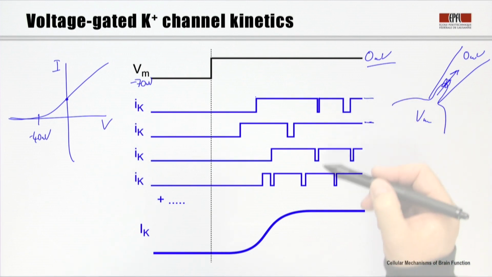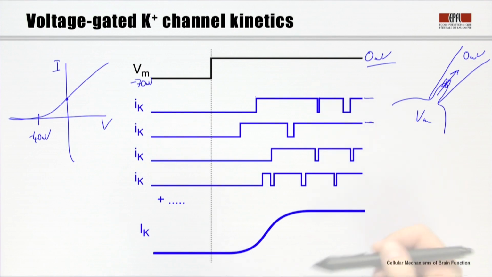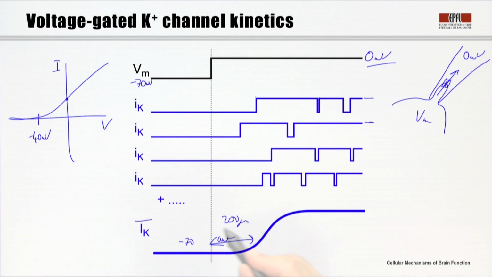We can again summate this across multiple ion channels that are present in the cell membrane, or we can repeat at the level of individual ion channels and get the mean current flow through the potassium conductance, and either way we get the same picture. We jump from minus 70 millivolts to 0 millivolts. There's a delay. Nothing happens for a few hundred microseconds, so about 200 microseconds. Then the open probability of the voltage-gated potassium conductance increases, and we see an increase in the current flow through the voltage-gated potassium channels.